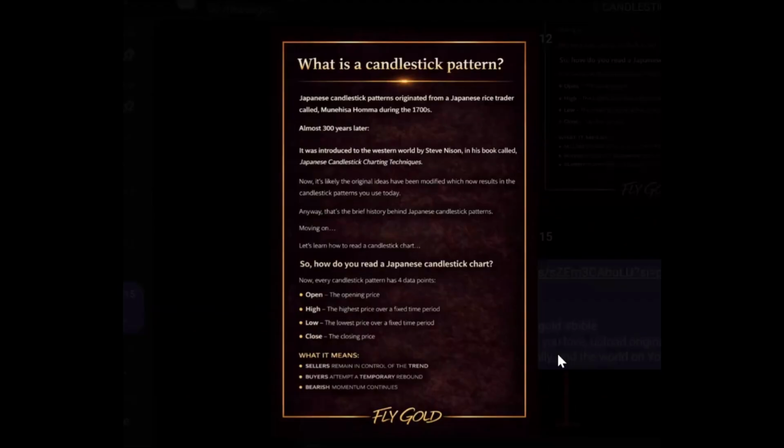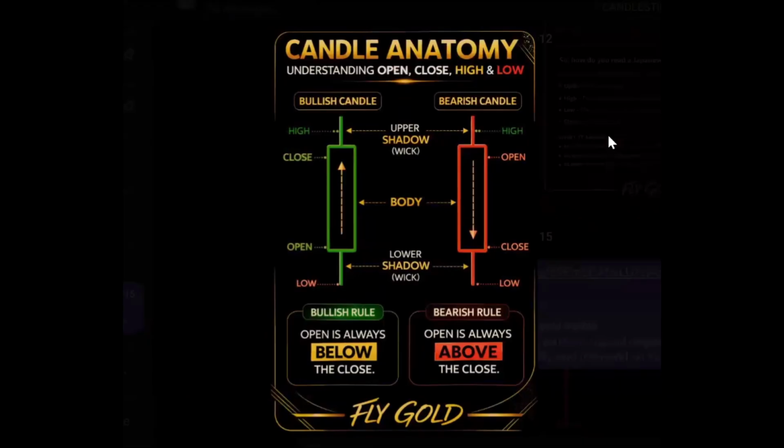Let's learn how to read a candlestick chart. How do you read a Japanese candlestick chart? We're going to read basically how candles work: open, high, low, close, what it means when the sellers are in control and when the buyers are in control. Candlestick anatomy, understanding the open, close, high, and low of a candle.